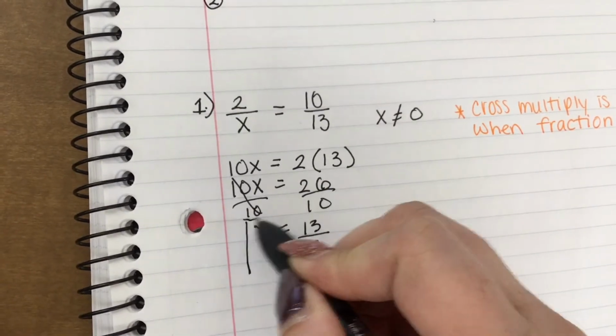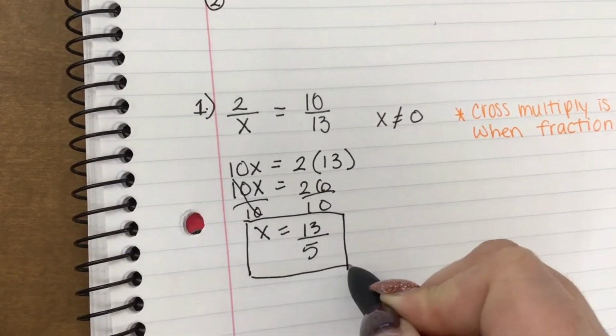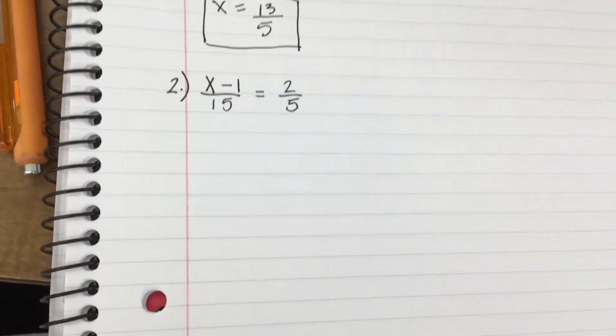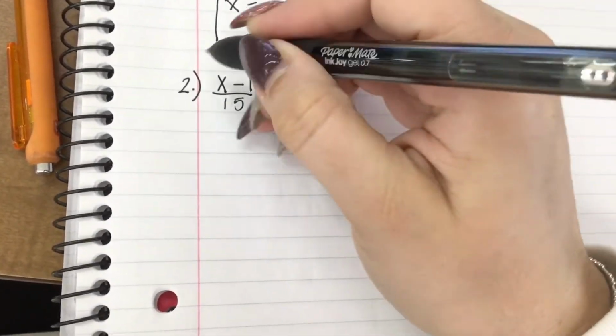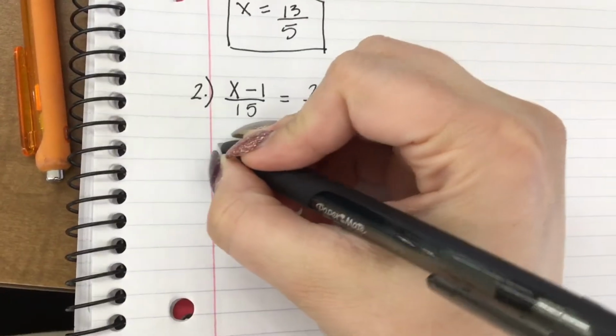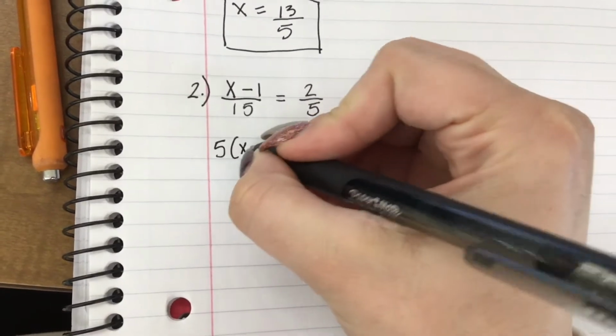That improper fraction, 13 fifths, is not a restriction. It's not 0, so it works. In this example, we have no restrictions because we do not have variables in the denominator.